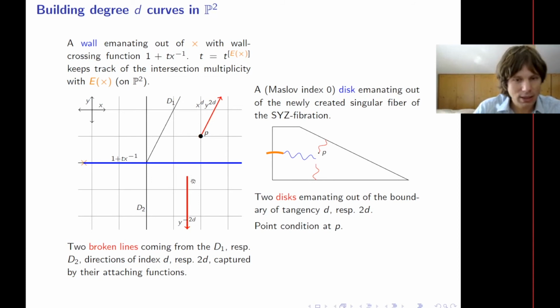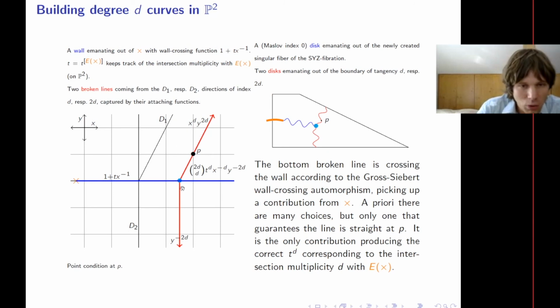When these broken lines meet the Maslov index 0 disk, they can do two things. They can either just pass right through, or they can pick up a contribution from the Maslov index 0 disks and continue with this extra contribution. At the end of the day, we have some tropical curves, and they all need to satisfy the balancing condition in order for them to correspond to holomorphic curves. So when it crosses the wall, it can pick up different contributions of the Maslov index 0 disks, and we need it to pick up the contribution such that the curve will be balanced at this point P.